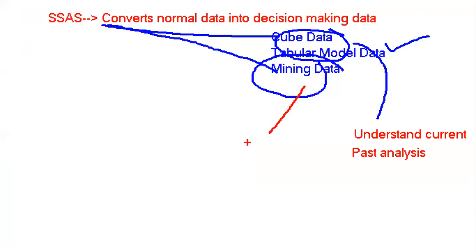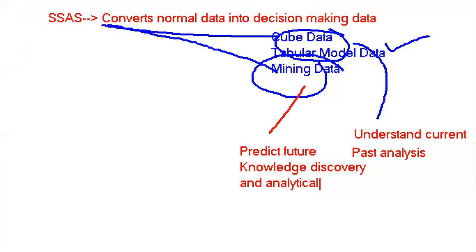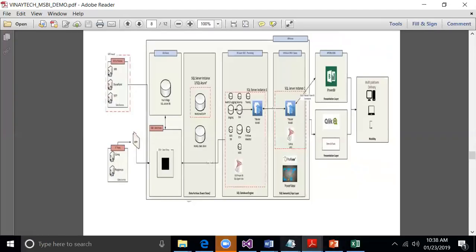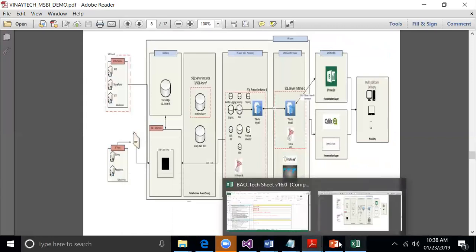Whereas mining will help you predict the future. That is why mining models are knowledge discovery and analytical models. It will discover knowledge. So there's a thick difference between analysis and mining. Analysis talks about current and past, and mining talks about future. Shall I go next? So these are the basic words which I mentioned here, and I explained all that stuff.